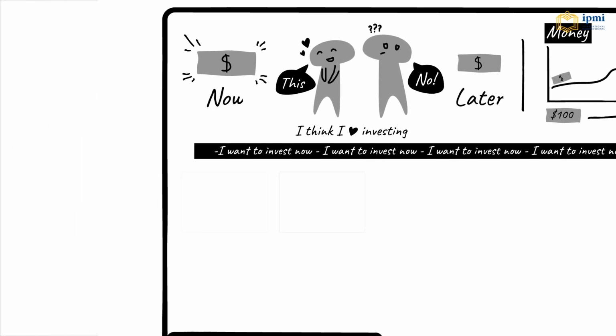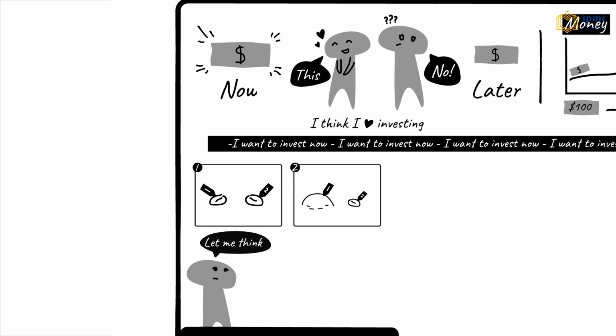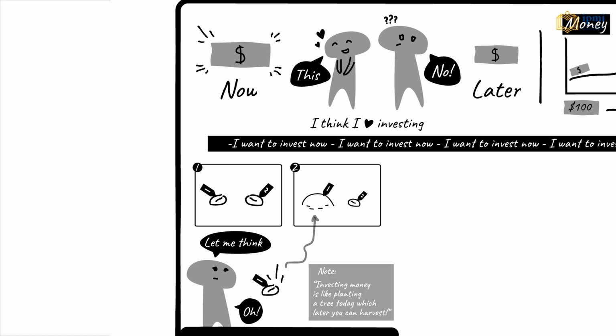Let's put it simpler this way. Imagine that you have two exactly identical seeds of a fruit now. The first one, you plant it now. And the second one, you plant it sometime later. Maybe 1 day later, 1 week later, or even 10 years later. Which seed will be able to be harvested earlier? Yes, the first one, because you started to plant the first one earlier.